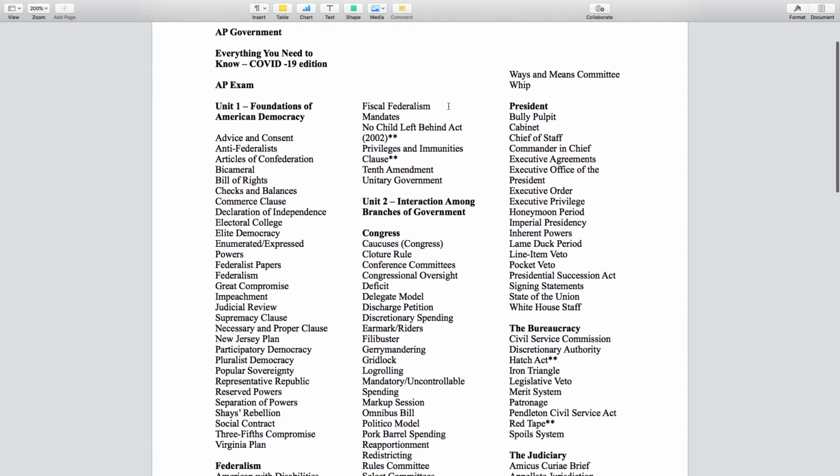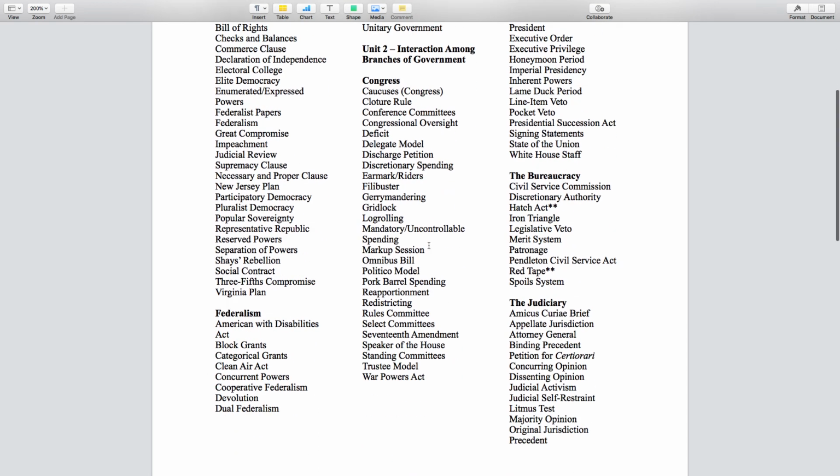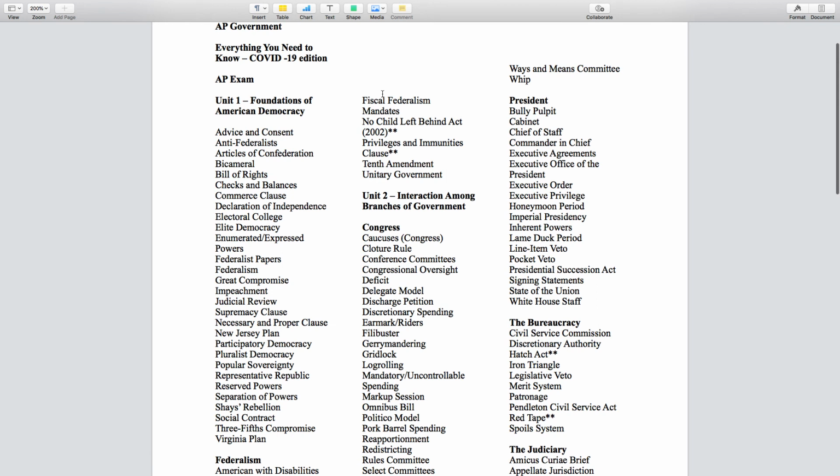Okay, fiscal federalism. Fiscal federalism is just referring to the block grants and categorical grants. Fiscal referring to money, so this is just kind of a big umbrella term. Block grants and categorical grants fall under this umbrella of fiscal federalism.